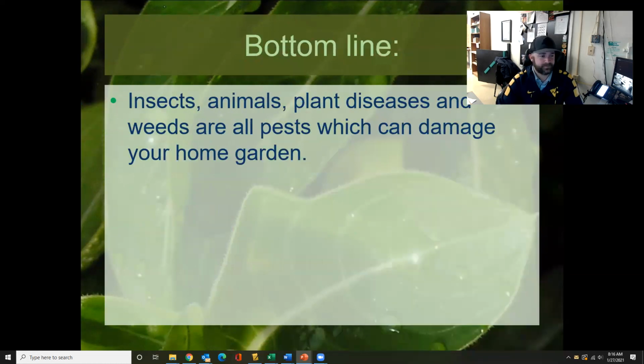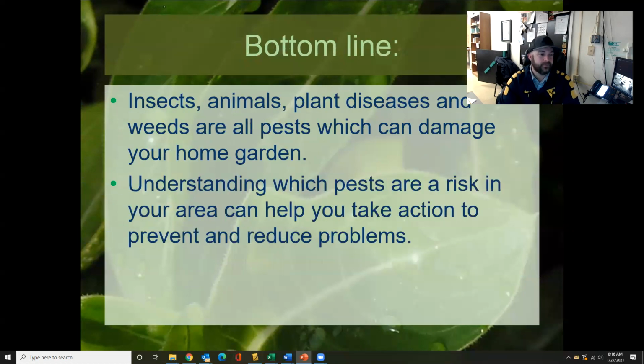Our bottom line here: insects, animals, plant diseases, and weeds are all pests which damage your home garden. Understanding which pests are a risk in your area can help you take action to prevent and reduce problems. And overall, whenever you're treating anything, I know I just said it like 10 million times, but reading that label is probably the most important thing you can do, not only for plant safety, but for your own and others around you.